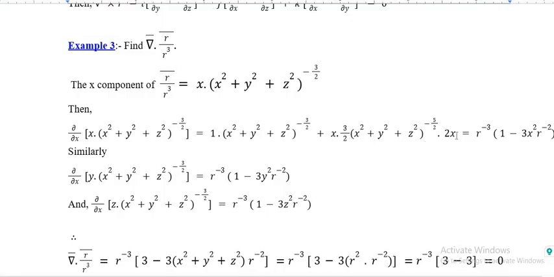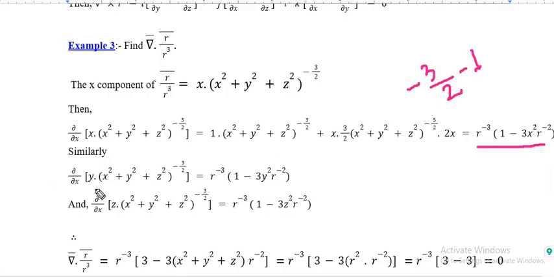So 2 of x we can take out, and the whole factor is there, (x square plus y square plus z square) to the power minus 5 by 2. So again this will be minus 3 by 2 plus of 1, minus of 1. The power will be minus 3 by 2 minus of 1, so this gives you minus of 5 by 2. So after simplification along x you have this particular factor.